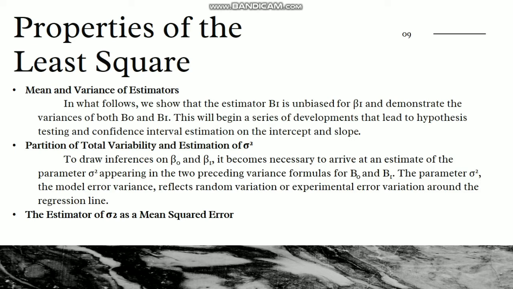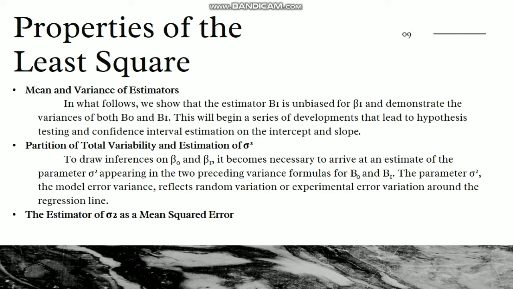The first one is the mean and variance of estimators. In what follows, we show that the estimator B1 is unbiased for beta 1 and demonstrate the variances of both B0 and B1. This will begin a series of developments that lead to hypothesis testing and confidence interval estimation on the intercept and slope.